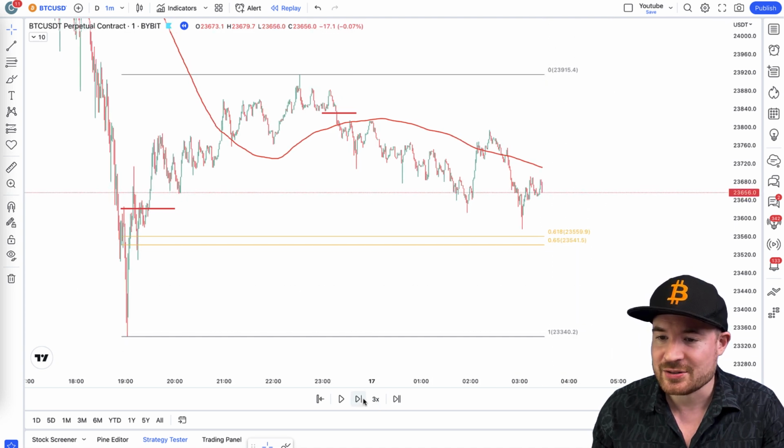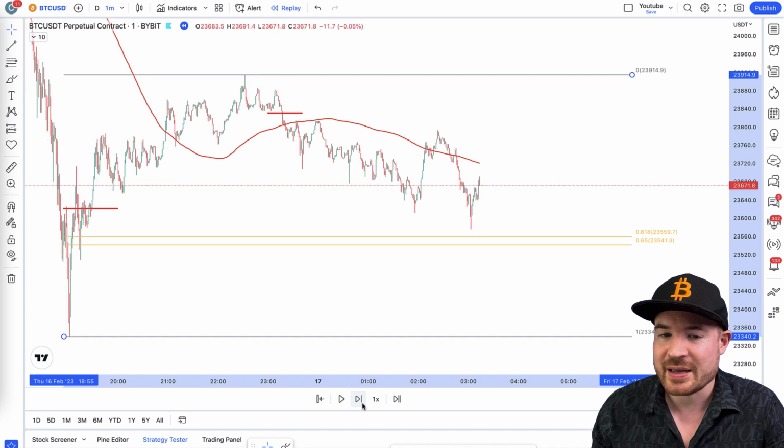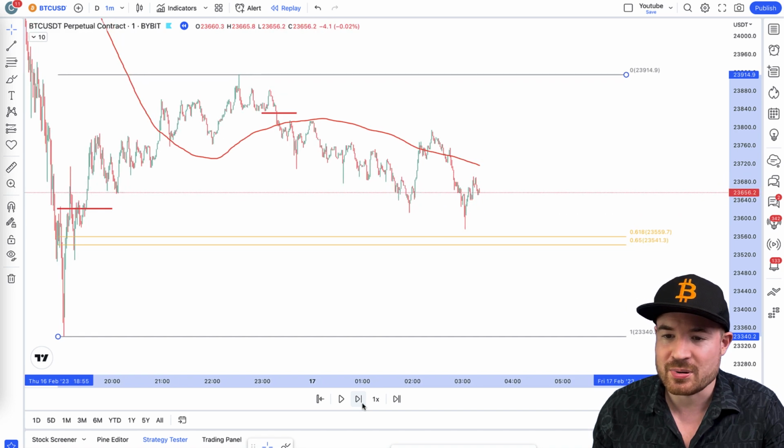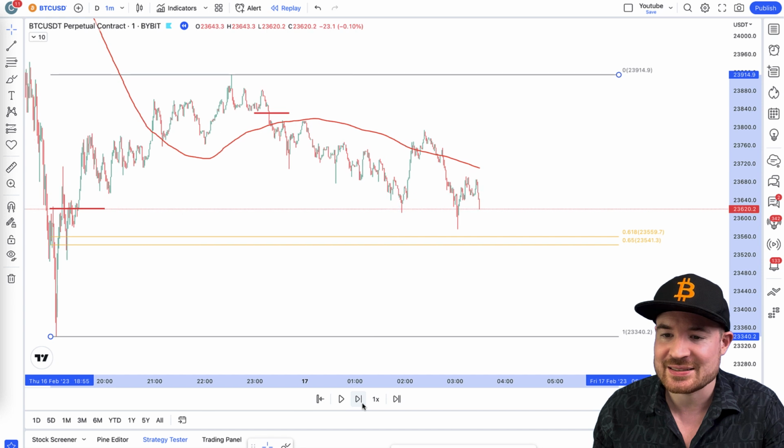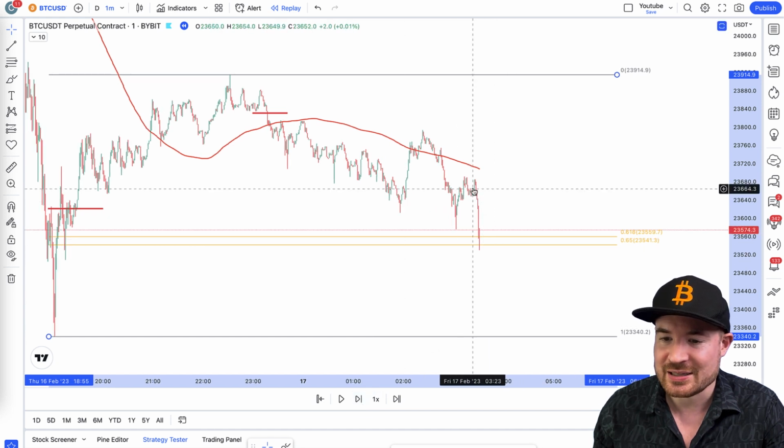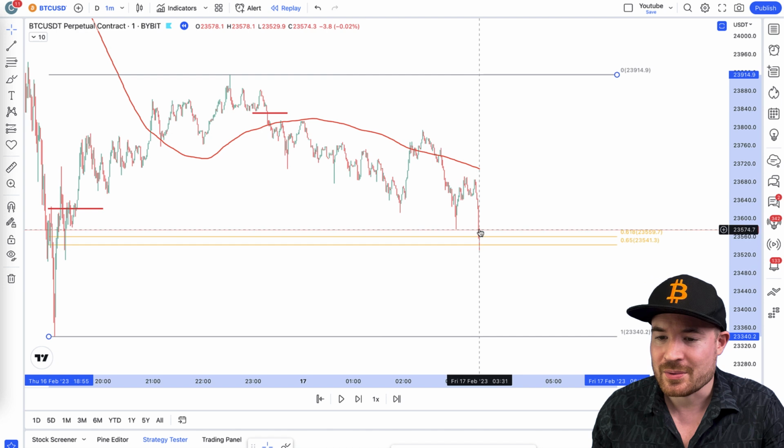So we let it play out. Okay, we're letting it play out. We're waiting for a hit of that Fibonacci golden pocket. It is usually very exact. So there we go. Okay, so as this is happening on the 1 minute chart, we got the drop into it.